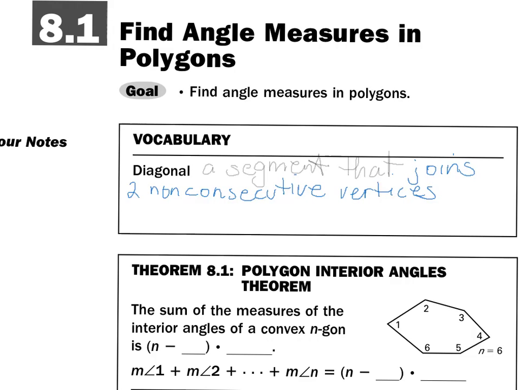Vocabulary. A diagonal is a segment that joins two non-consecutive vertices. Remember, our vertices are our corners. So in a rectangle, this would be the diagonal.